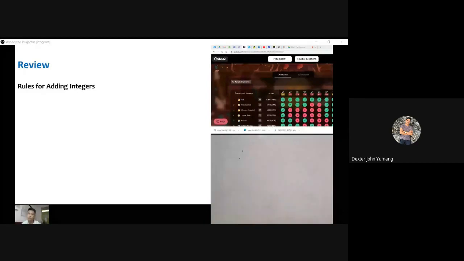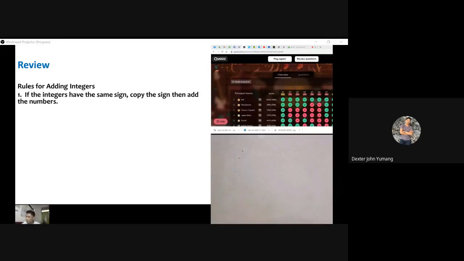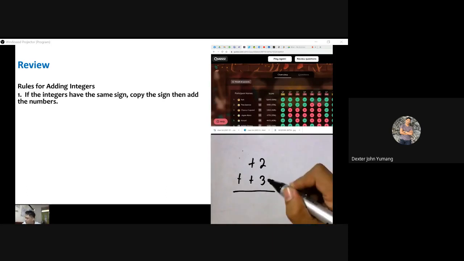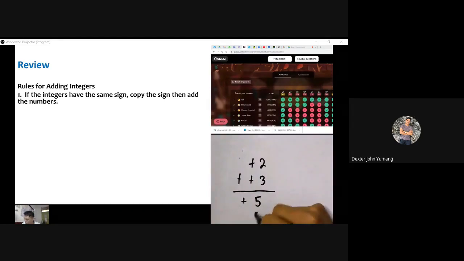So if we add integers, if the integers have the same sign, copy the sign, then add the numbers. So example, you don't need to copy this one. For example, we have positive 2 plus positive 3. So they are both positive signs. So therefore, copy the sign lang. Positive, then add the numbers. 2 plus 3 is 5. So positive 5 is invisible, so you may write 5 only.